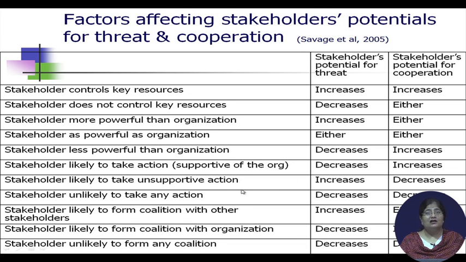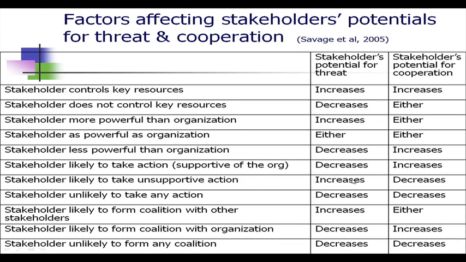Stakeholders are likely to take unsupportive action: the potential for threat increases and the potential for cooperation decreases. Stakeholders are unlikely to take any action: both decrease. Stakeholders are likely to form a coalition with other stakeholders: potential for threat increases, potential for cooperation could go either way. If they form a coalition with somebody else, they may or may not be willing to cooperate with you.